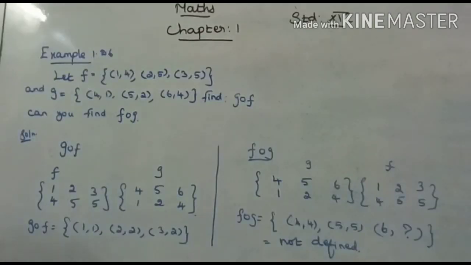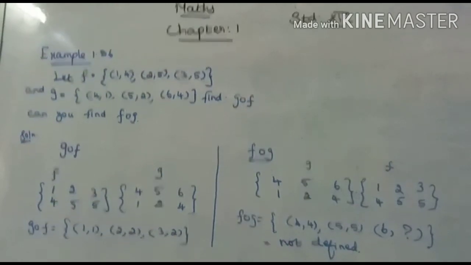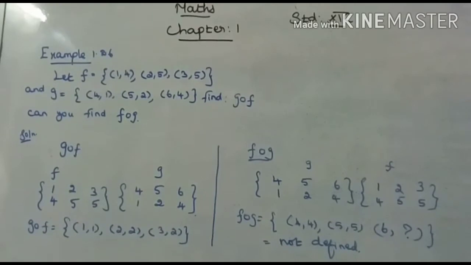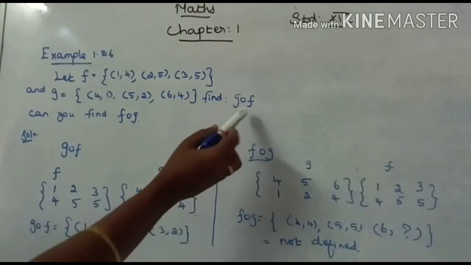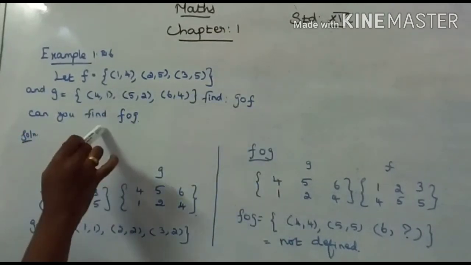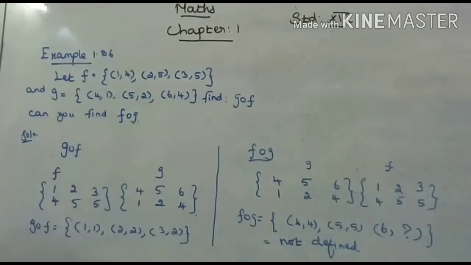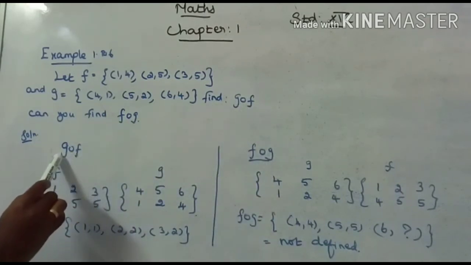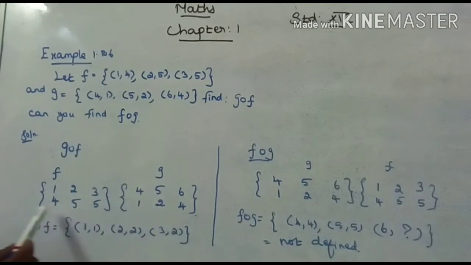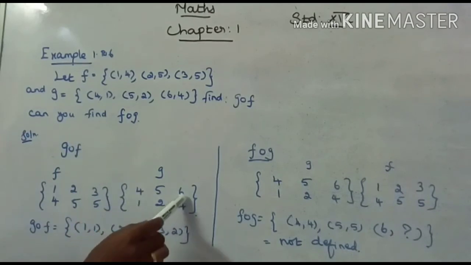Let f be equal to the ordered pairs (1, 4), (2, 5), (3, 5), and g is equal to the set of ordered pairs (4, 1), (5, 2), (6, 4). Can you find f composite with g? And can you find g composite with f? So write this slide. First find f composite with g. First write the f function and the g function. Write the values (1, 4), (2, 5), (3, 5), and g is (4, 1), (5, 2), (6, 4).